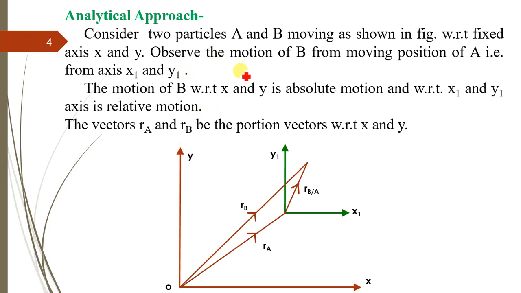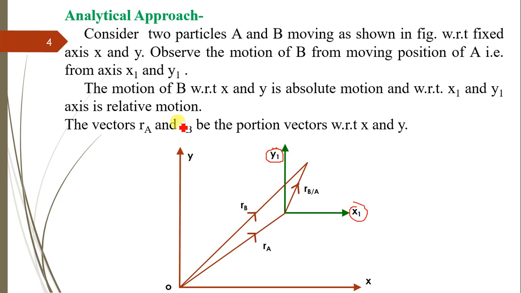Now observe the motion of B from the moving motion of A, that is from axes x1 and y1. Here these are the fixed reference axes, and these two are x1 and y1. These two are the axes with reference to the moving position. As A and B both are moving, so x1 and y1 are the moving position axes. Therefore the motion of B with respect to x and y is absolute motion, and with respect to x1 and y1 is the relative motion.